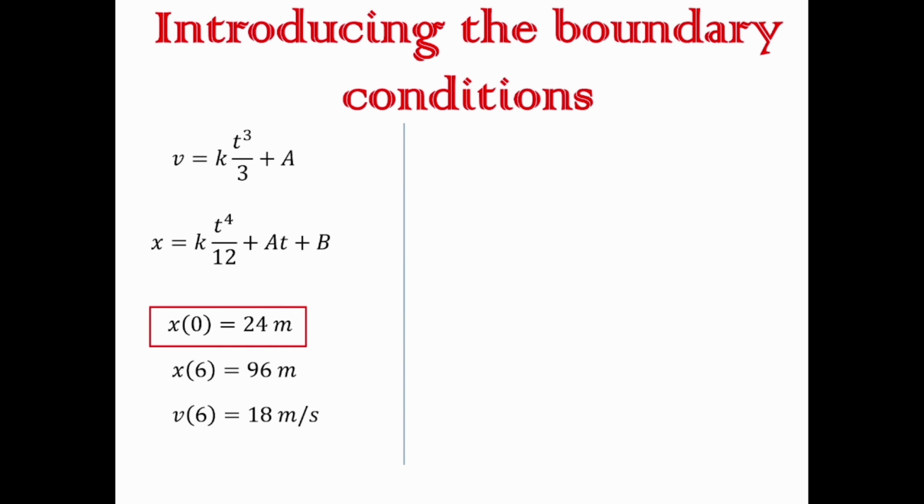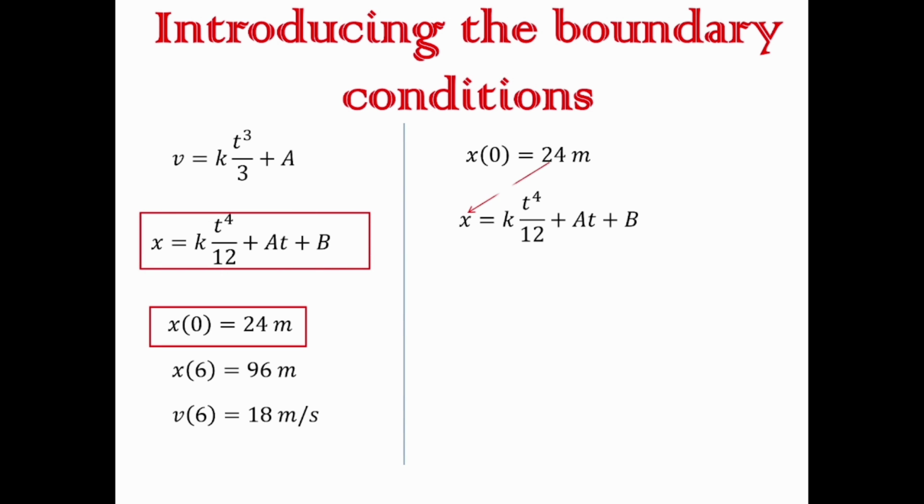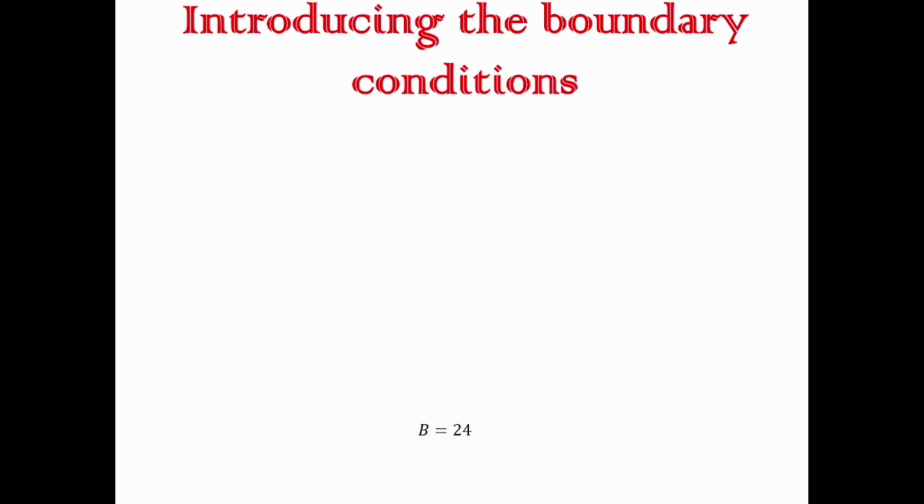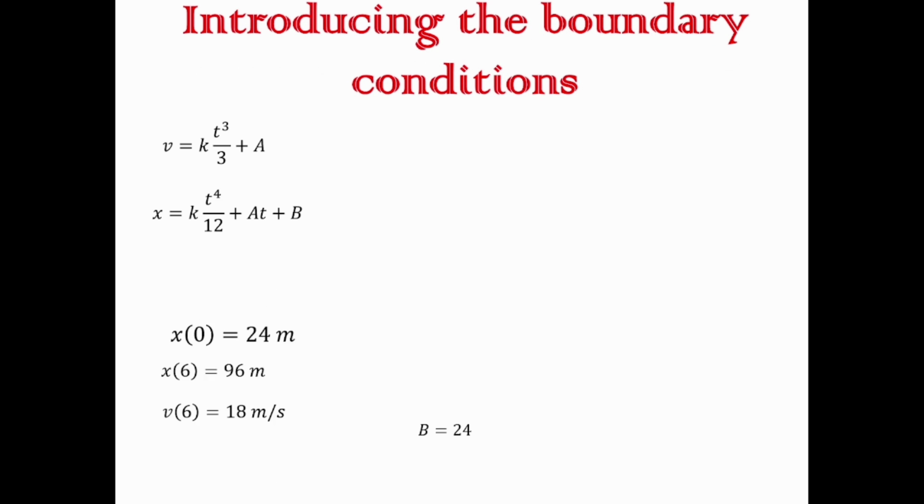So we start with the first one. We have S naught equal to 24 meters, and we have our equation for displacement. So we're going to put 24 meters in the place of x, and we're going to put 0 in the place of t. If we evaluate that, we have one simple equation that shows that B, our second constant of integration, is equal to 24.